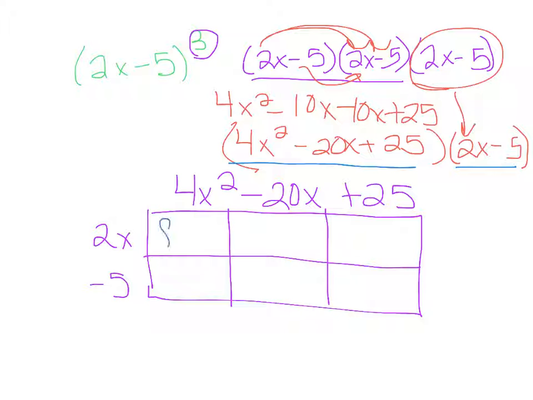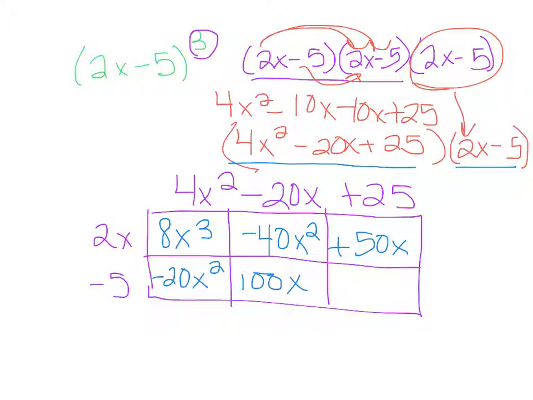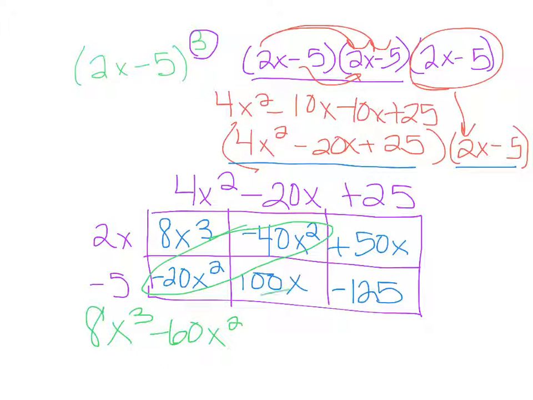Now completing my multiplication, I have 8x cubed minus 40x squared plus 50x minus 20x squared plus 100x and minus 125. In total then I have 8x cubed. I'm combining these like terms, negative 60x squared, combining these like terms, plus 150x, and minus 125.